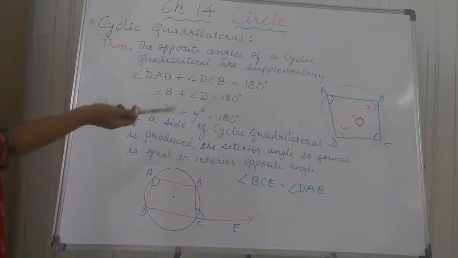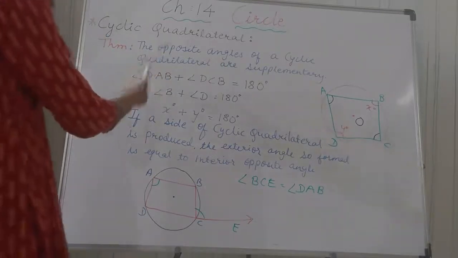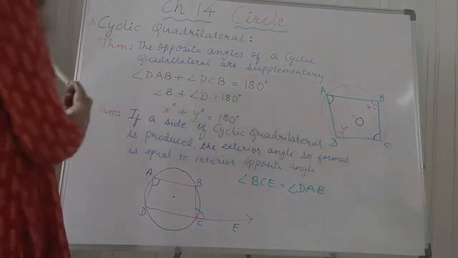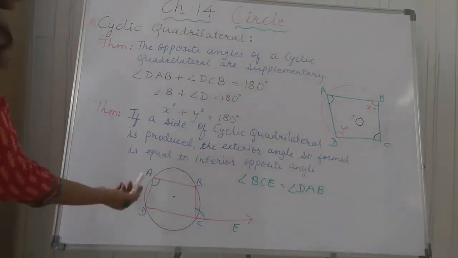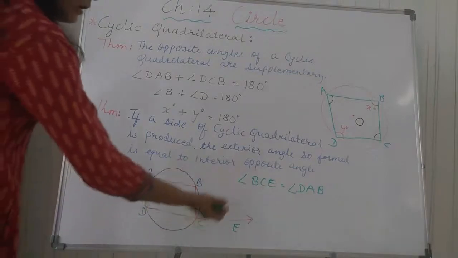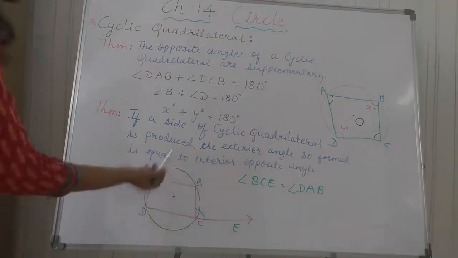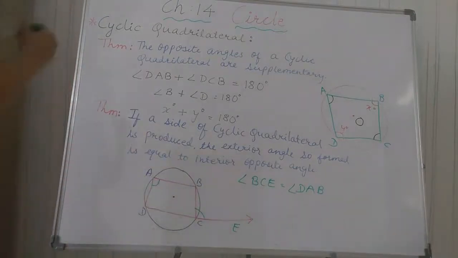The statements only you have to remember, that in a cyclic quadrilateral, two opposite angles are always supplementary. And the second thing is, the exterior angle formed in a cyclic quadrilateral is always equal to the opposite interior angle. Now let us study one more concept, that is angle on an arc. So I will have to explain you what is an arc here.